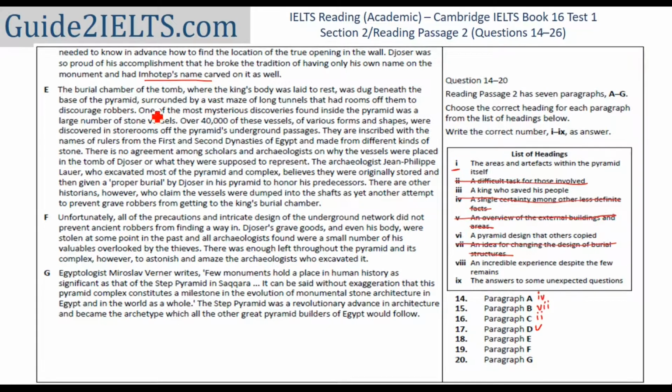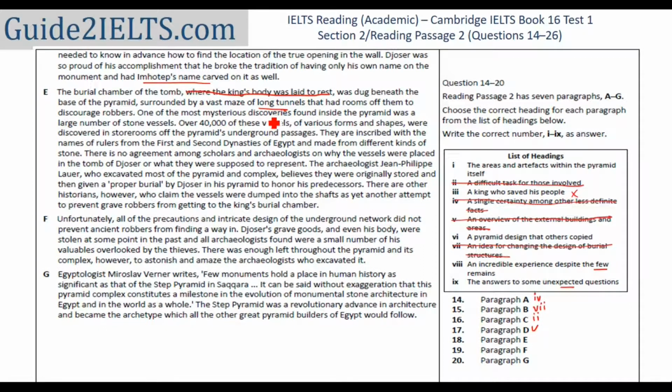Paragraph E now. The burial chamber of the tomb. We avoid reading information between commas, between dashes. The burial chamber of the tomb was dug beneath the base of the pyramid. Long tunnels. One of the most mysterious discoveries found inside the pyramid. This inside is important because we have a heading option which says within the pyramid. Large stone vessels, various forms and shapes, storerooms, underground passages, inscribed with the names of rulers. So these are all details of what was inside the pyramid.